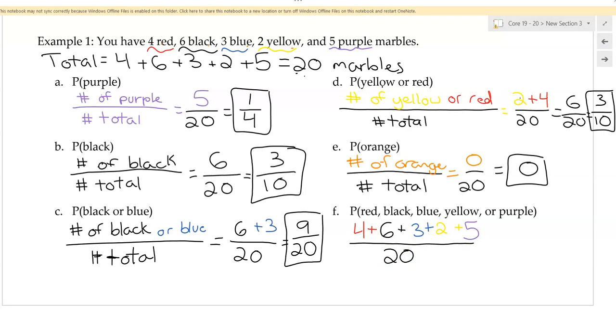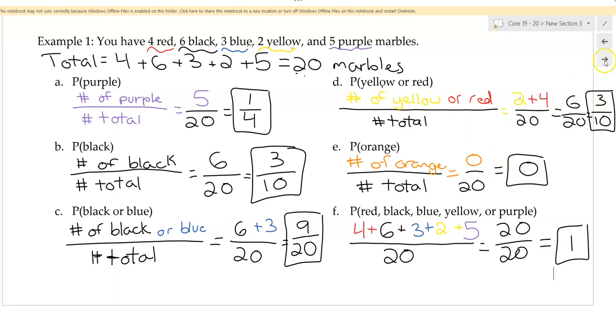So 4 plus 6 plus 3 plus 2 plus 5 is 20 out of 20. Right? If you add all those up, you get 20. And 20 out of 20, 20 divided by 20, is 1. This is our certain event, right? If I say I can get red, black, blue, yellow, or purple, well, that's all there is in the bag. If I reach in and pull out a marble, I am certain to get one of those colors. Okay.